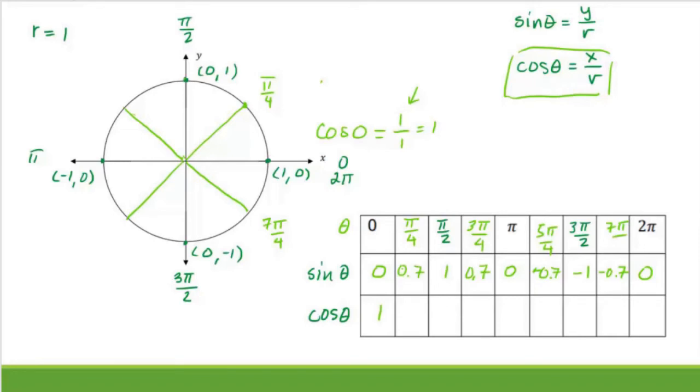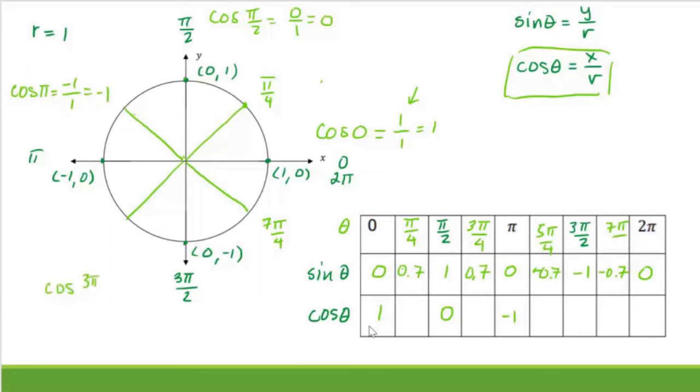Let's do the 90s first, or move around the unit circle by pi over 2 radians. What is the cosine of pi over 2? The cosine of pi over 2, x over r, is 0 over 1, or 0. So cosine started with a value of 1 at an angle of 0, and now we have a value of 0 at an angle of pi over 2 radians. The cosine of pi, that one's negative 1 over 1, or negative 1.